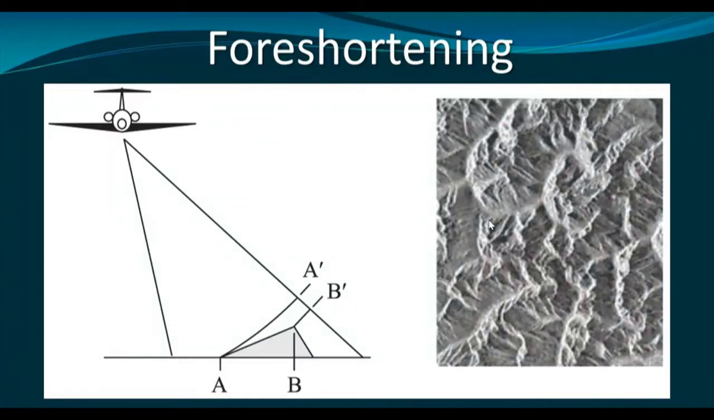If we have variable terrain and we have slopes like this, facing towards the radar, in that case, if the radar beam first reaches the base of the slope and then the radar beam reaches the top of the slope, in that case foreshortening happens.